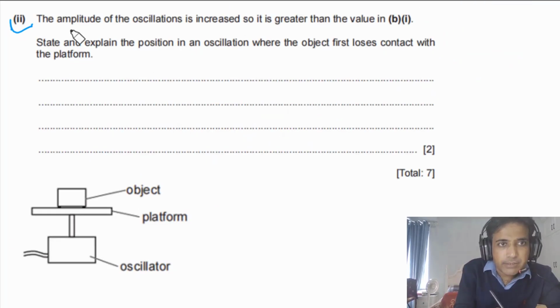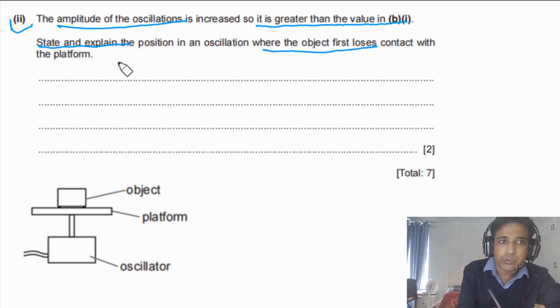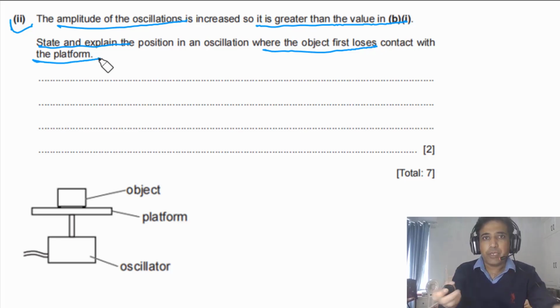Second part says the amplitude of the oscillation is increased, so it is greater than the value in B1. State and explain the position in an oscillation where the object first loses contact with the platform. As we discussed before, the maximum downward acceleration of the object is equal to g. And when the downward acceleration of the oscillator is greater than g, it will lose contact.